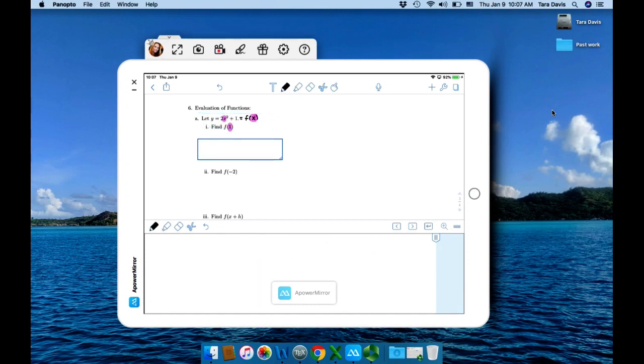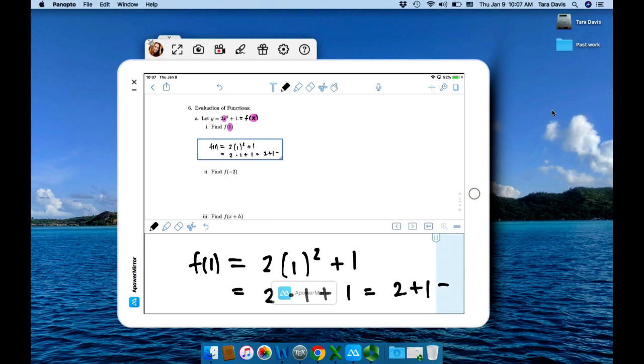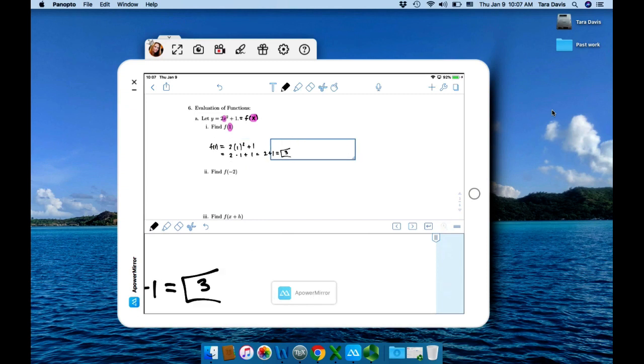Okay, so f of 1, that doesn't mean like f times 1, because f is not a number, f is just the name of the function. It's saying that wherever you see x in the equation, replace it with the value 1. Okay, so it's 2 times 1 squared plus 1. So this is 2 times 1 plus 1, which is 2 plus 1, which is 3. Okay, so f of 1 is 3. Or in other words, when x is equal to 1, y is equal to 3.